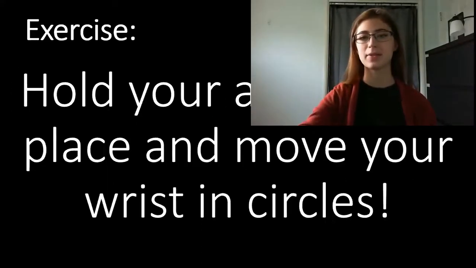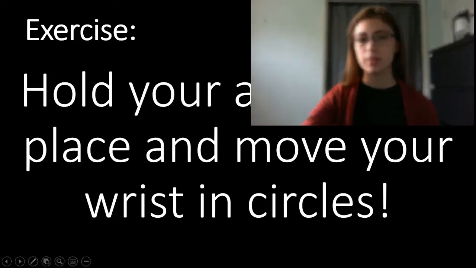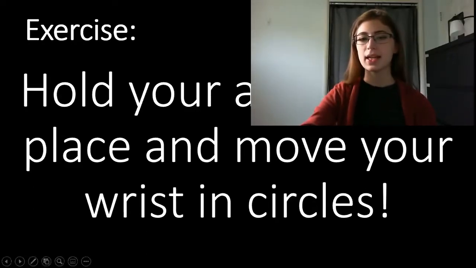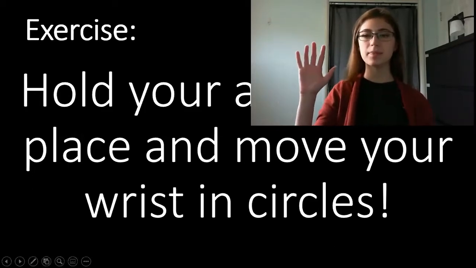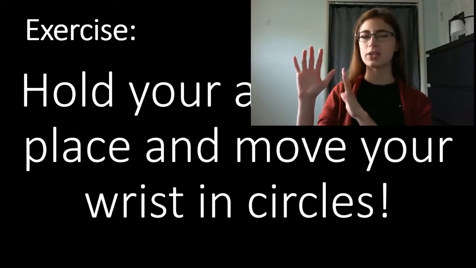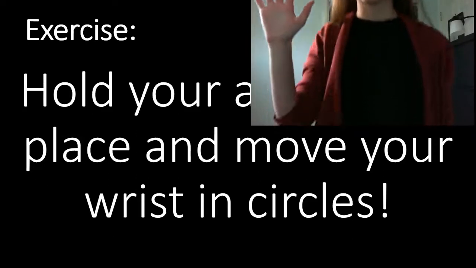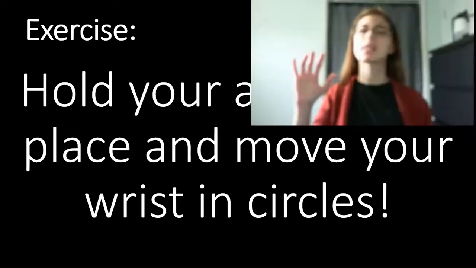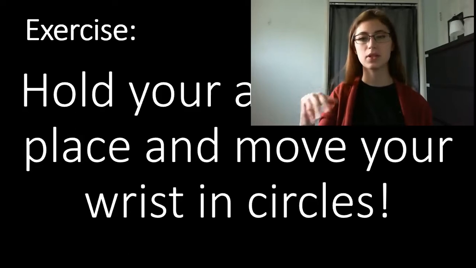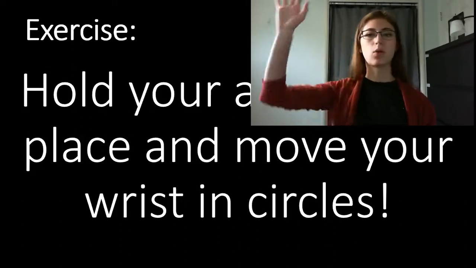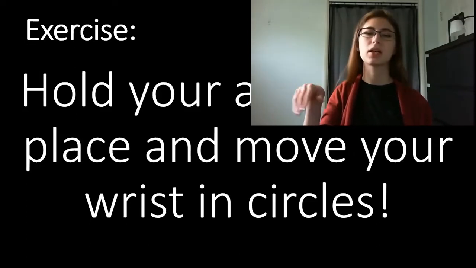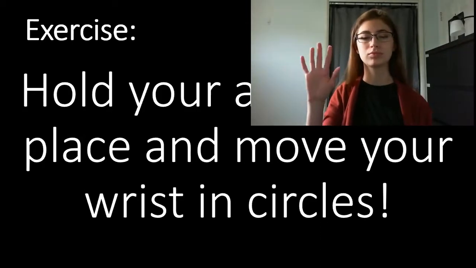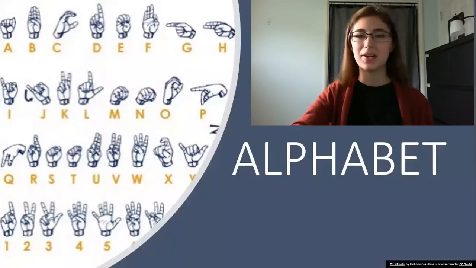So here's an exercise for you to do. Hold your arm in one place, obviously in the right place, and move your wrist in circles. So stick your arm so your hand is right just over next to your shoulder comfortably. My elbow's kind of like this. Nice and comfortable. And then just move your wrist around in circles so you can practice moving but not moving your whole arm everywhere. So just your wrist. Just a couple circles. You can go one way, then the other. Good job.